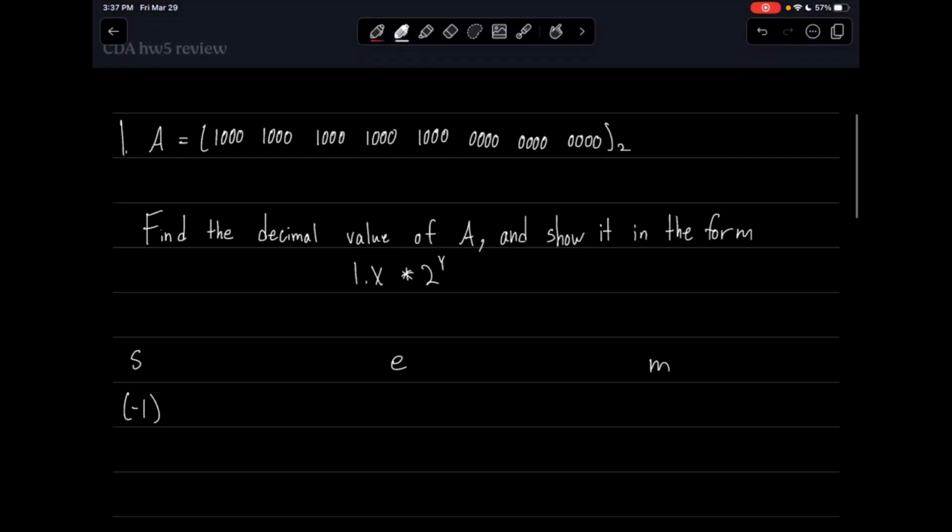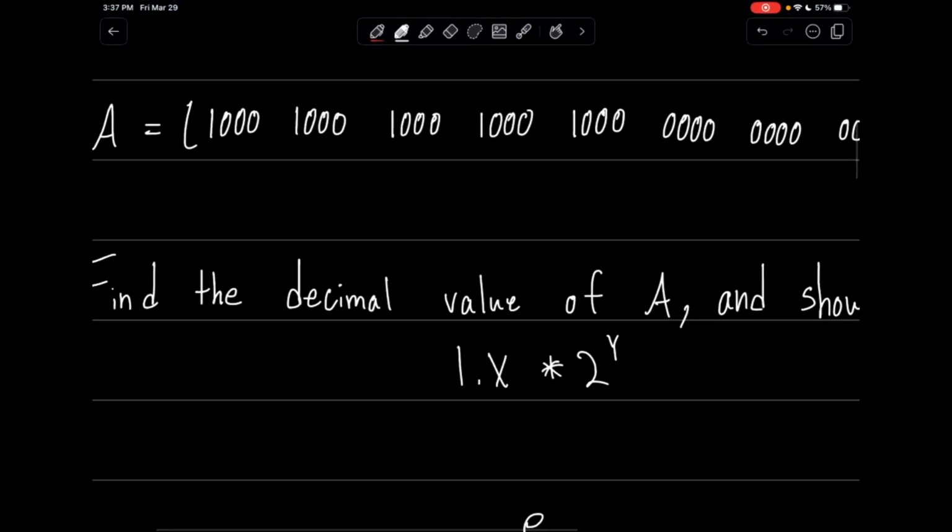The exponent is stored in these 8 bits here. So we need to find what its value is in decimal, and then we have to do some subtraction on it, because right now we have a biased exponent. It's biased by 127. We need to fix that and find the quote unquote real exponent. So let's go ahead and do that.